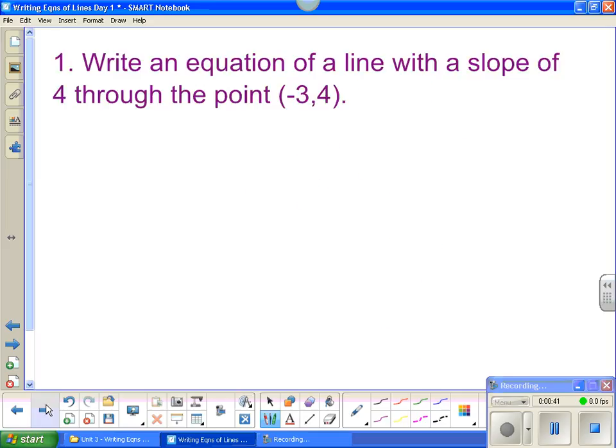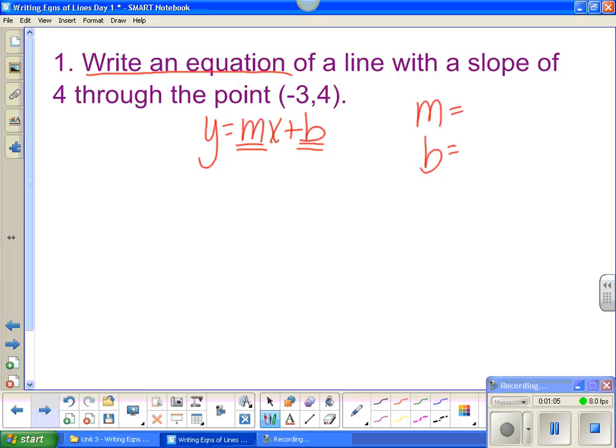Write an equation of a line with a slope of 4 that goes through the point -3, 4. Well, these are the magical words. Write an equation of a line. An equation of a line is y equals mx plus b. The information that you need to go into this equation is you need a slope and you need a b. So your job is to find m and b. Again, your job is to find the slope and the y-intercept so that you can plug numbers into there, so then you'll have your equation.